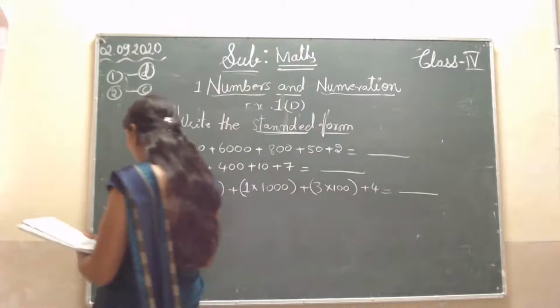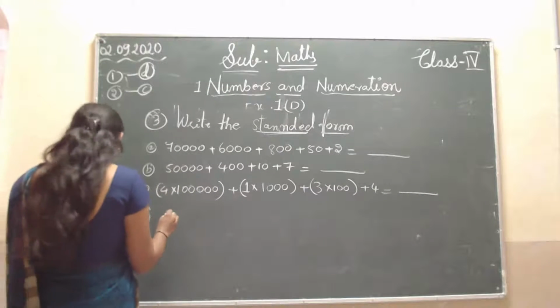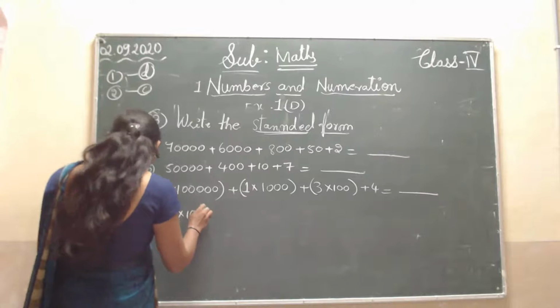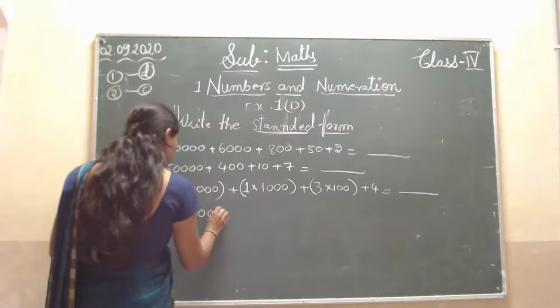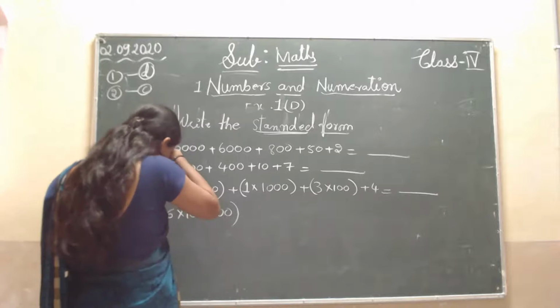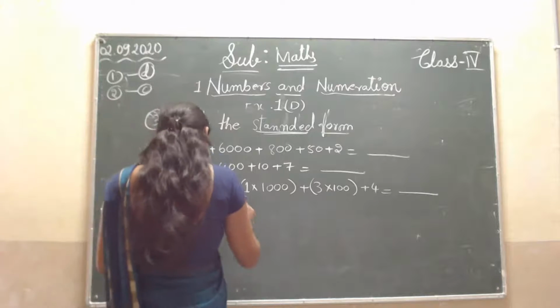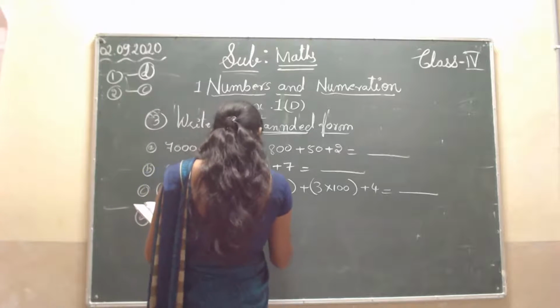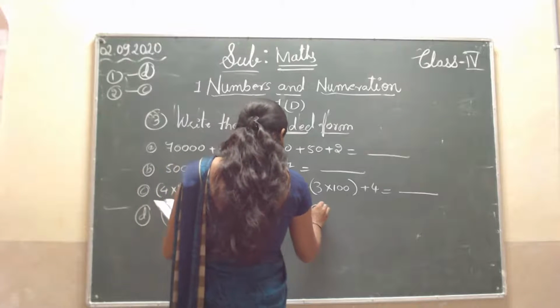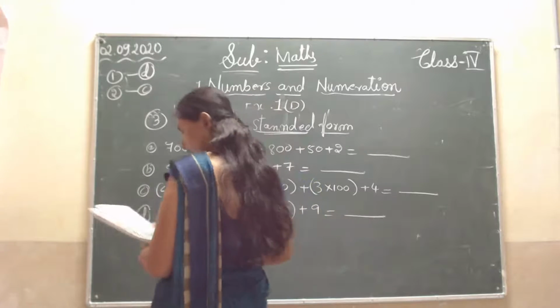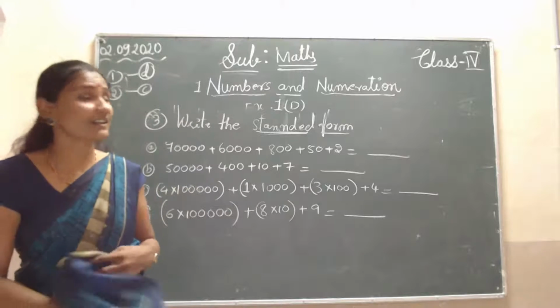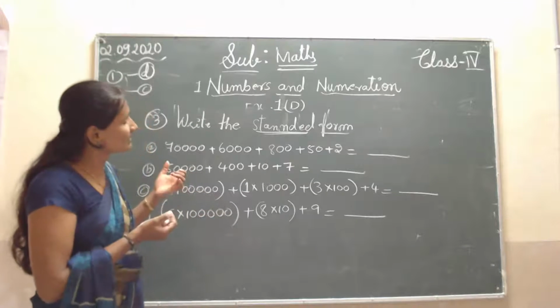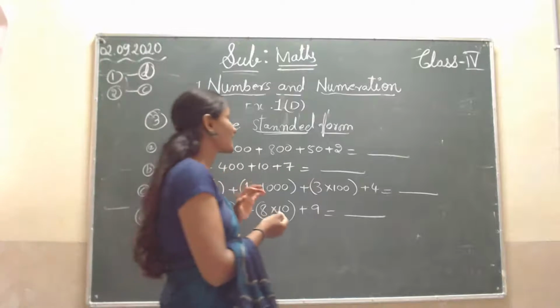Okay, students, in D1, 6 into 1 lakh plus 8 into 10 plus 9. Students, this is in expanded form, and the opposite is the standard form.